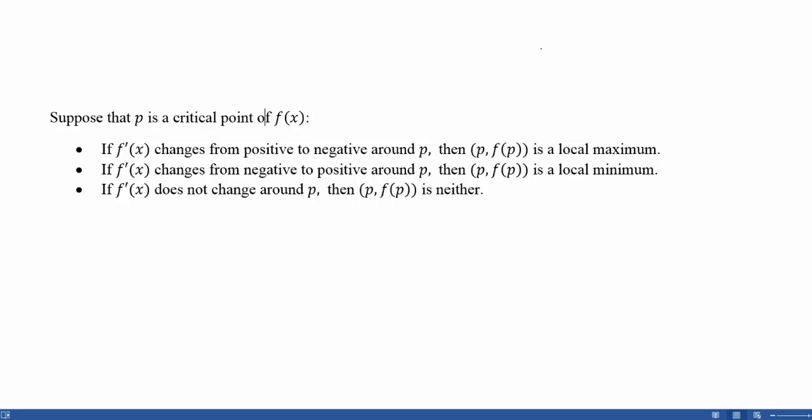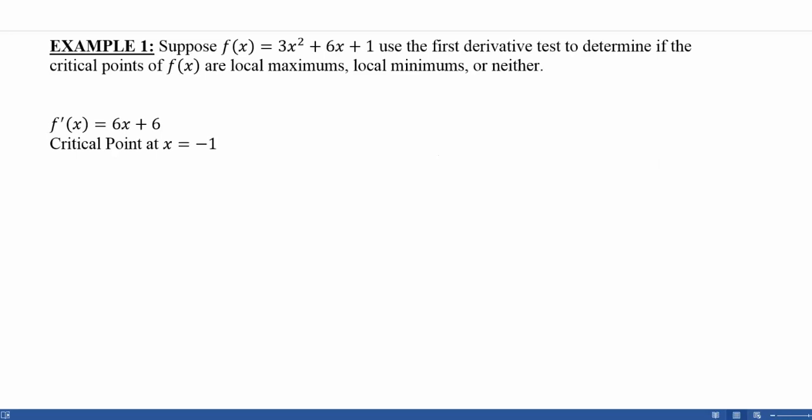Let's look at some examples. Example 1. So again, we're considering the function 3x squared plus 6x plus 1, and we want to use the first derivative test to classify whether this critical point is going to be a local max, a local min, or neither. So our first derivative was 6x plus 6, and solving for when that equals 0 gave us a critical point of -1. So that means we want to know how our first derivative changes around -1.